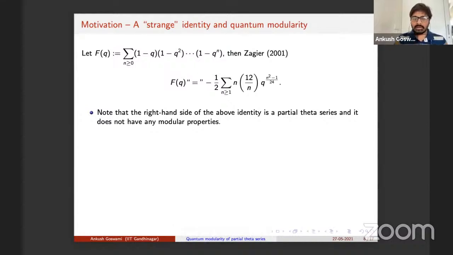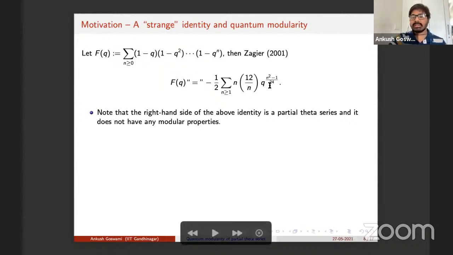So as I said, the right hand side is a partial theta series, and it does not have any modular properties. And Zagier actually showed that the right hand side has quantum modular properties, from which he deduced the quantum modular properties of the function f of q. And that's what I'm going to tell you now, just the main ideas of Zagier's proof of the quantum modularity of the function f of q.